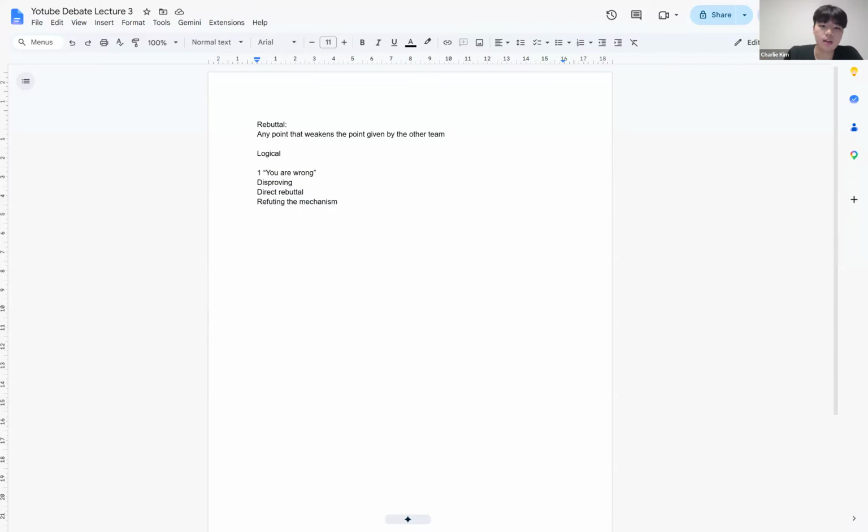So let's talk about an example. For example, let's say that the argument is, oh, all right, what's a good example? Social media should be banned because children are too immature to filter inappropriate content. So let's say that these are wrong.